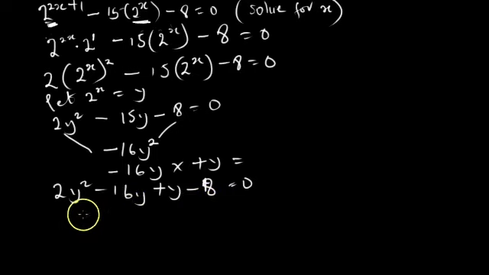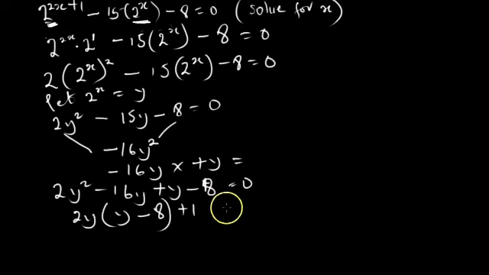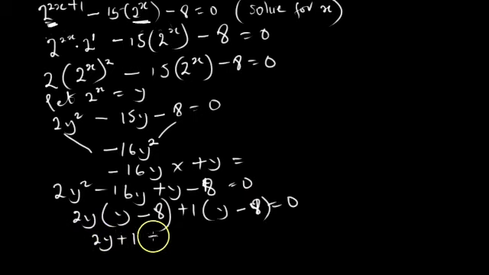So that I can now collect like terms. My 2y comes out, I'm left with y. 2y from minus 16, I'm left with minus 8. Plus 1, then I have y minus 8, is equal to 0. Let's close the bracket. So that 2y plus 1 is equal to 0, and y minus 8 is equal to 0. Let's call this 1 and let's call this 2.